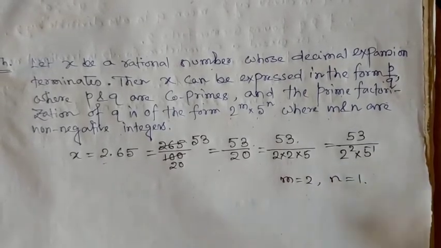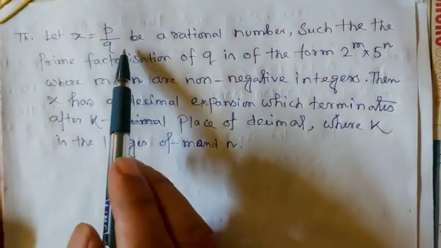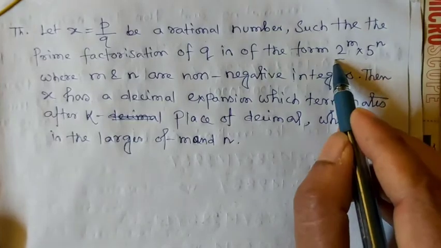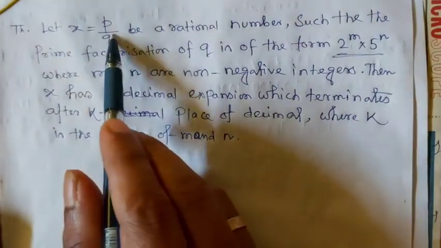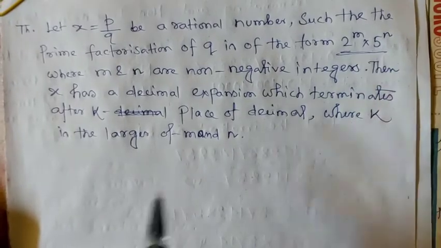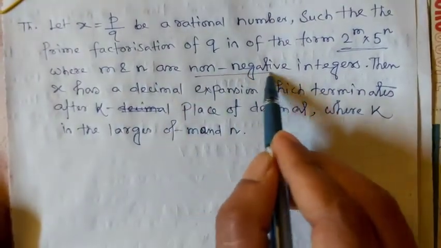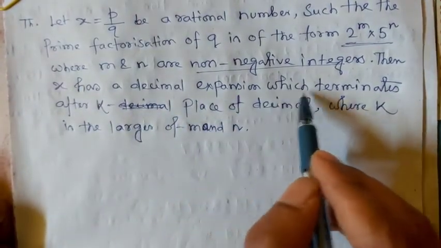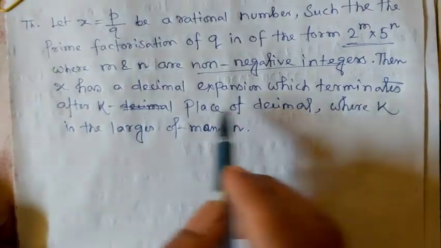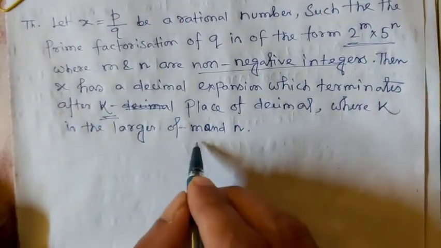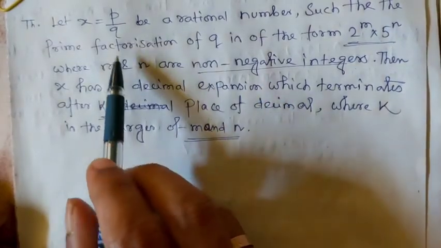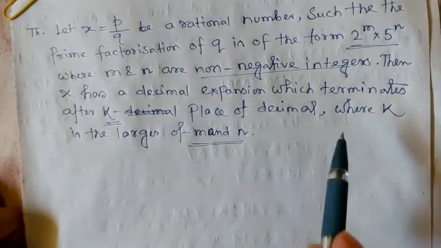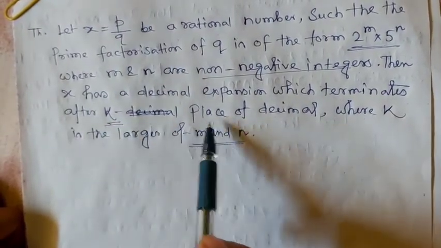So the theorem: let x equal to p by q be a rational number such that the prime factorization of q is in the form of 2 to the power m into 5 to the power n. So here q is in the form of 2 to the power m into 5 to the power n, where m and n are non-negative integers. Non-negative integers means either 0 or a positive number. Then x has a decimal expansion which terminates after k places of decimal, where k is the larger of m and n. That means whichever is the larger number of m and n, that number is k, where k is the number of places of decimal.